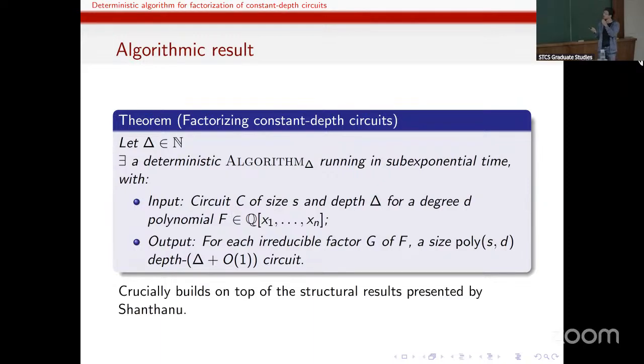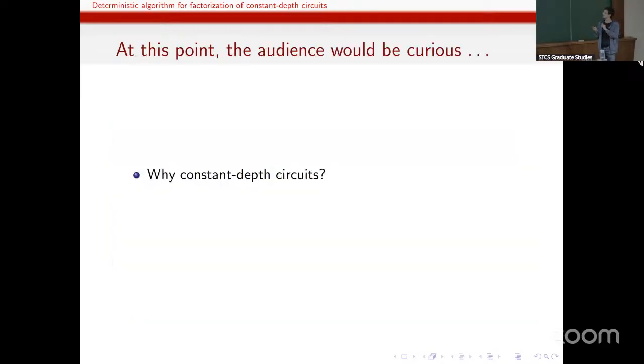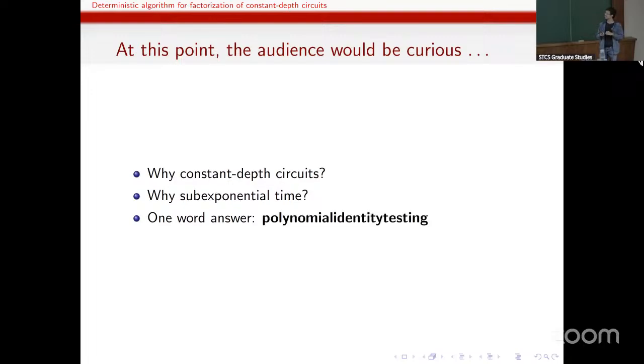Right. So it crucially builds on these structural results. At this point, the audience would be curious: why constant depth circuits? And why sub-exponential time? I mean, can't you do better? Because in randomized algorithms, we do know polynomial time algorithms for getting circuits. That was Kaltofen's algorithm. So why sub-exponential time? Sort of one word answer is polynomiality testing.